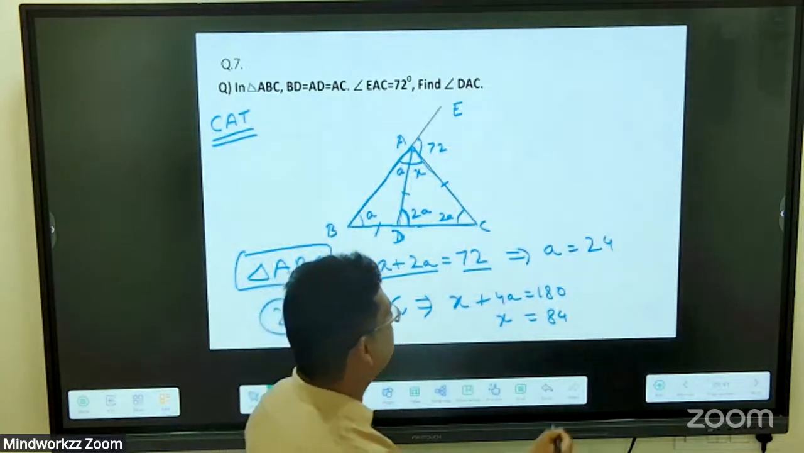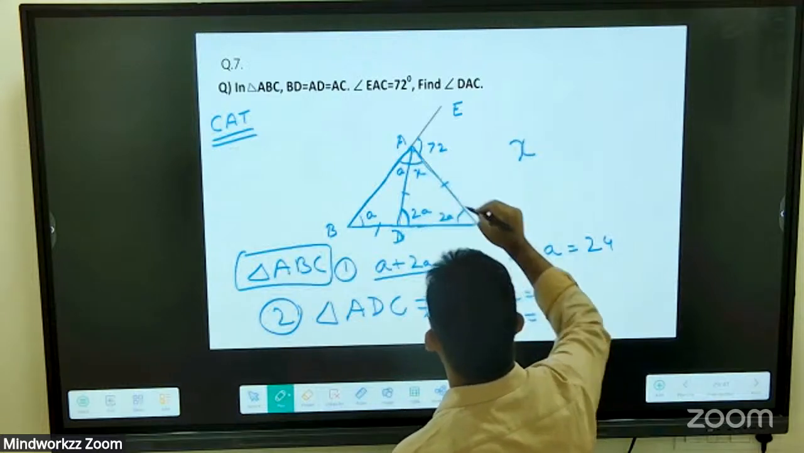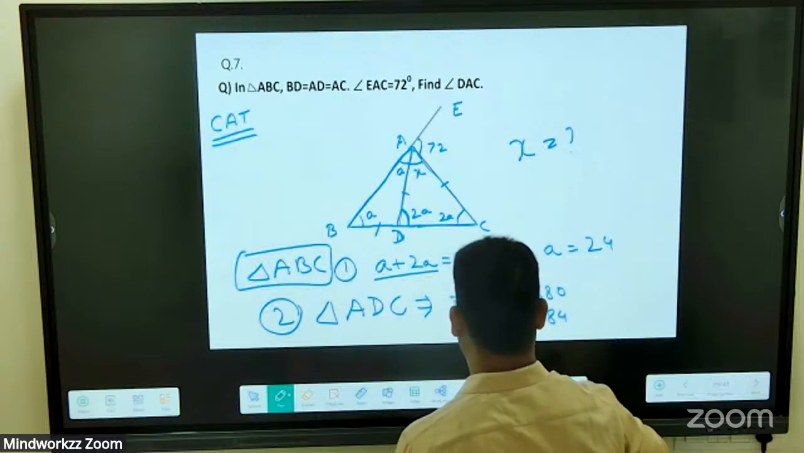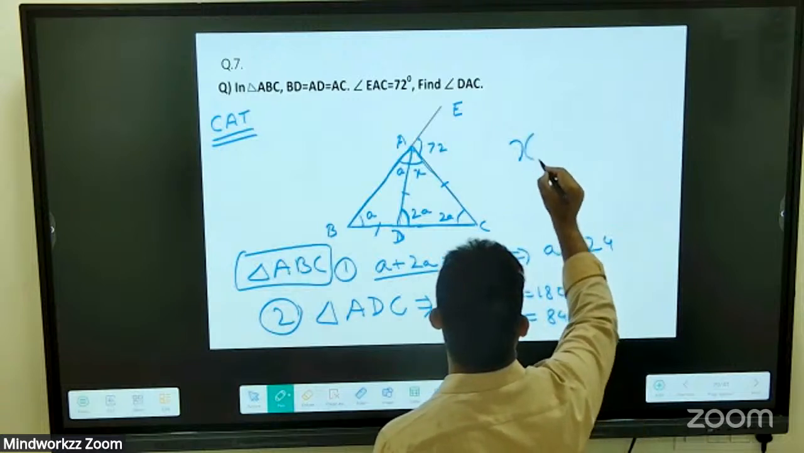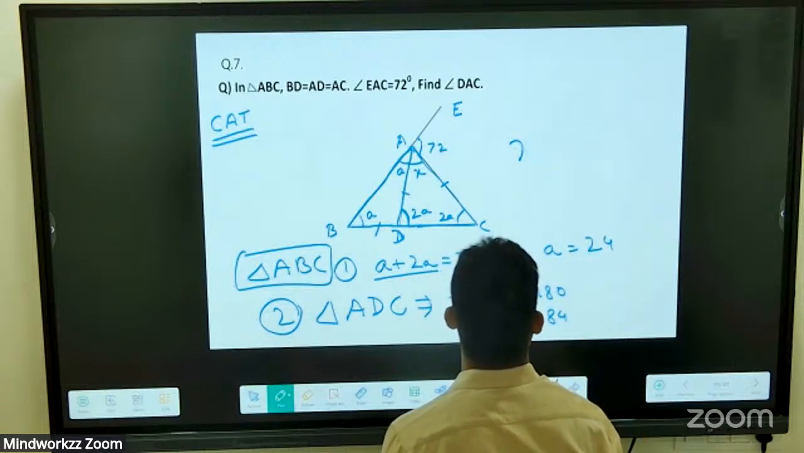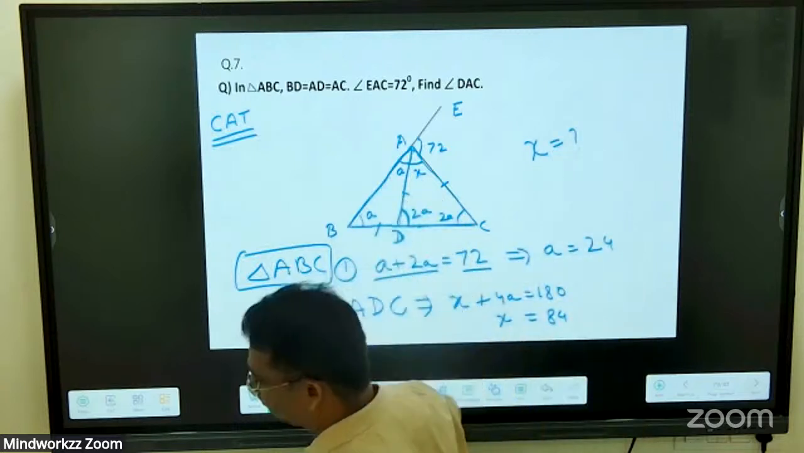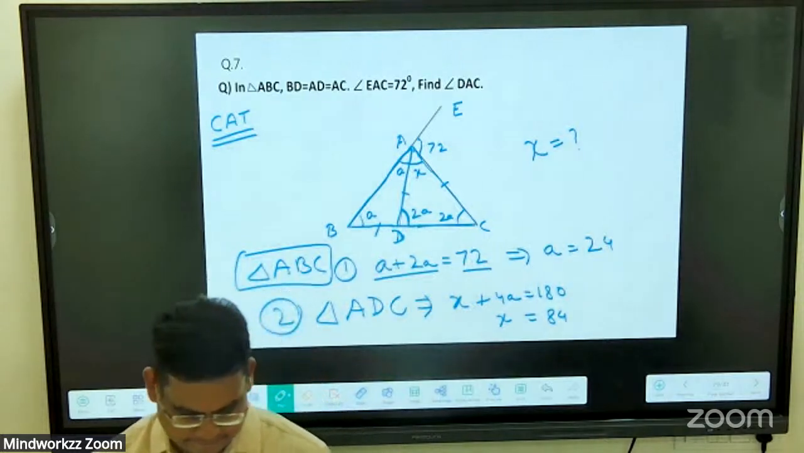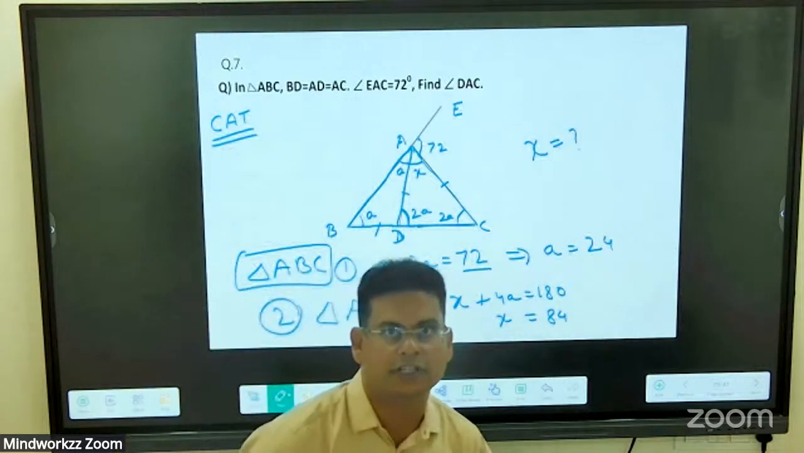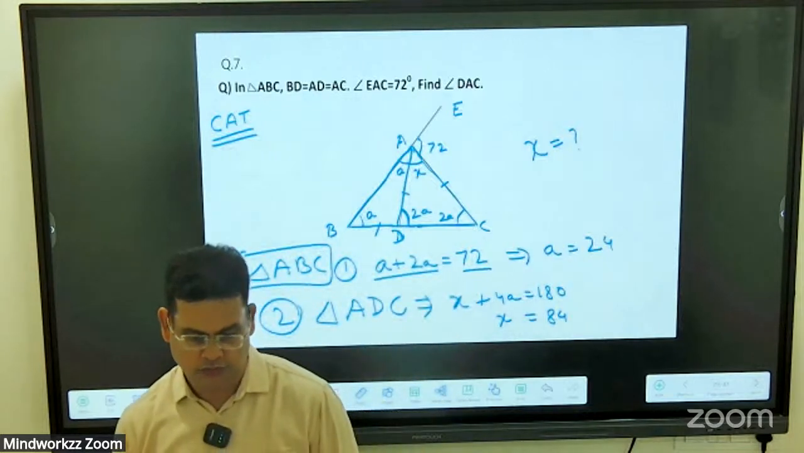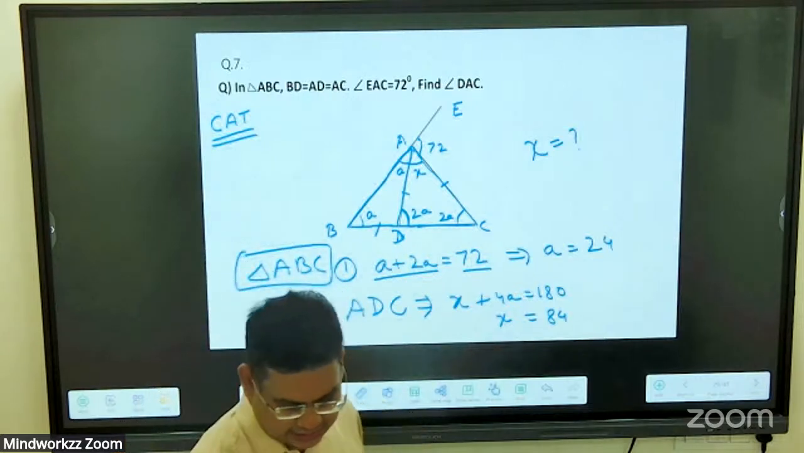Yes, so you got the value of a as 24, but x is asked. The question says find angle DAC. DAC is x. You need to find DAC. Right? So you need to find x. So x is here. You don't need to find a. Jackie, I hope this is clear. Please type Y for yes if it is clear and N for no. Fine, I hope this is clear to all.